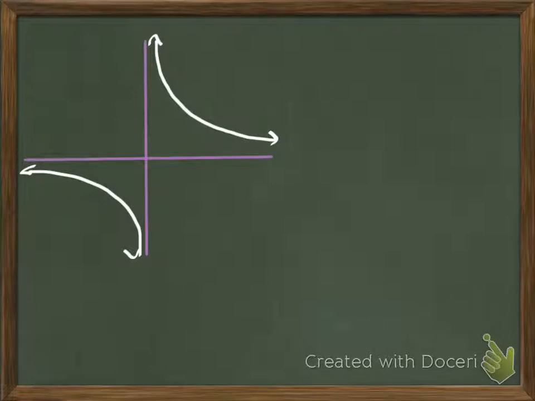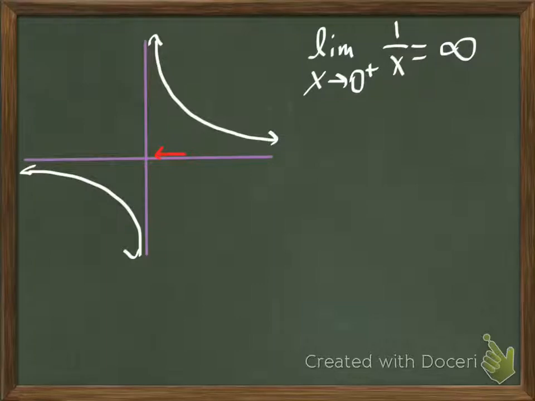Let's consider what's happening to this function as x goes to 0 from the right. As x goes to 0 from the right, what's happening to the y values? Well, they're growing without bound. So we might say that the limit as x goes to 0 from the right of 1 over x equals infinity. Now we know that means that the limit doesn't exist, but we can say in what way it doesn't exist. Namely, those y values blow up.